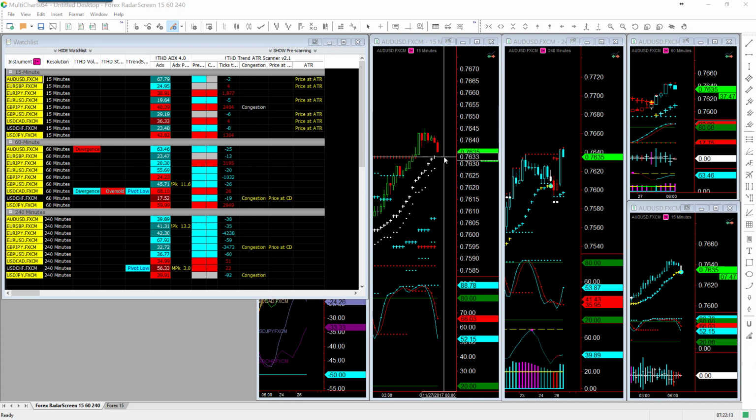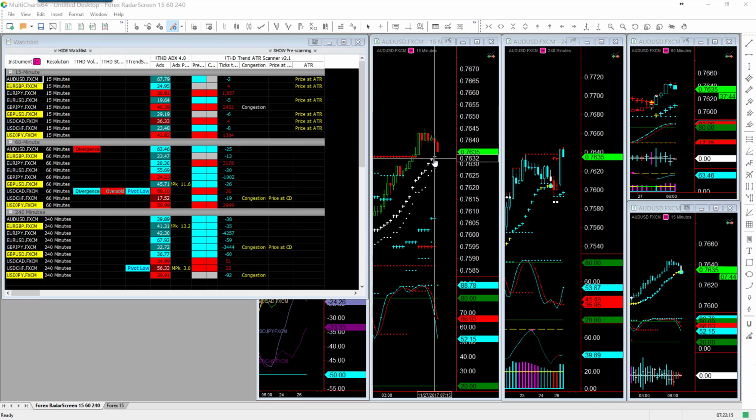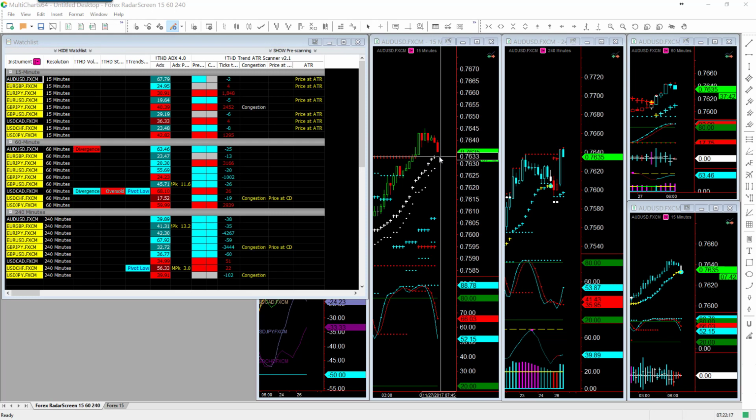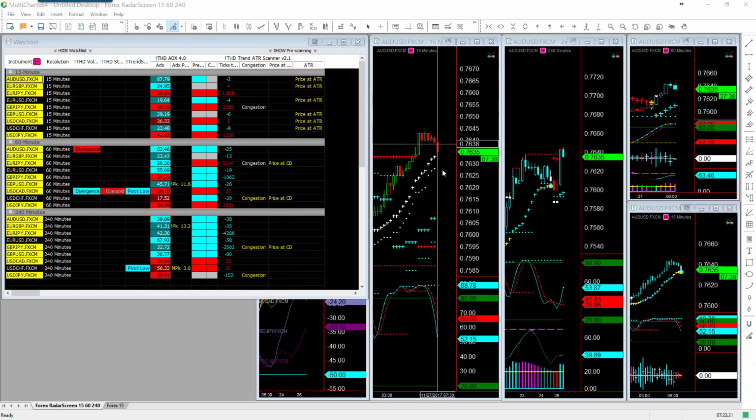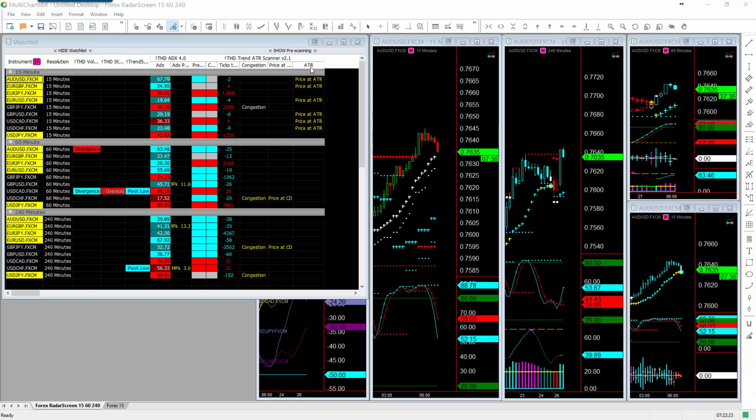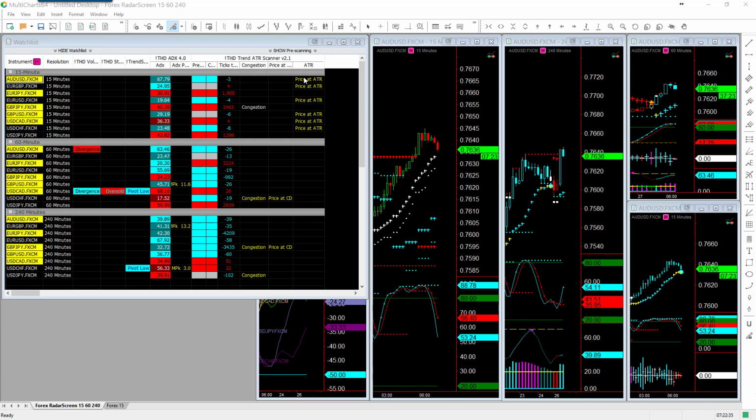Now you can see that this is currently pulling back to the ATR. So I immediately start looking at it. Now, if you don't have this chart up, if you have the scanner or the market analyzer or radar screen, it will highlight it in the ATR column. So this tells me to look at the trade.